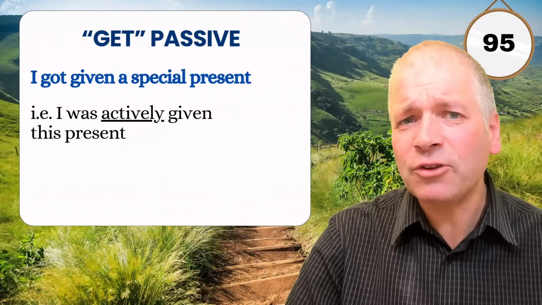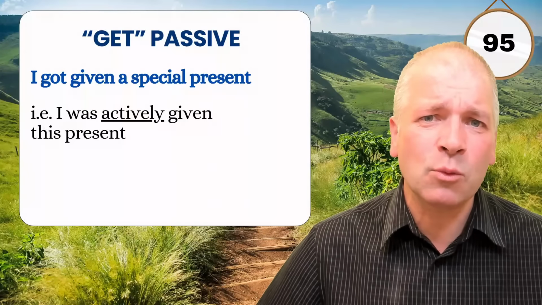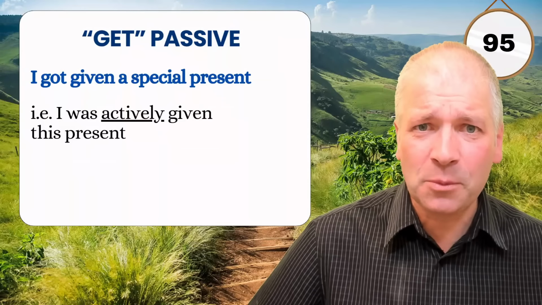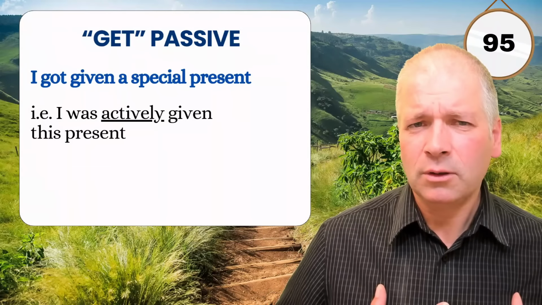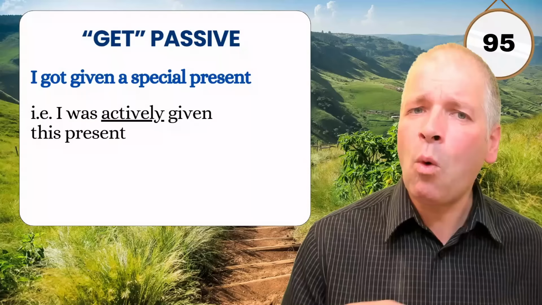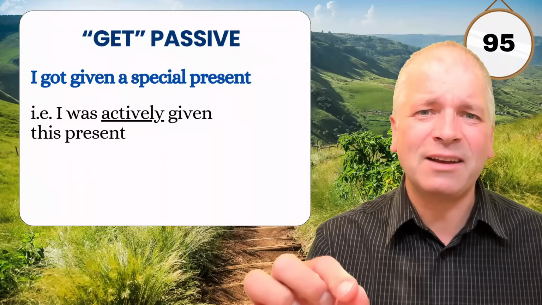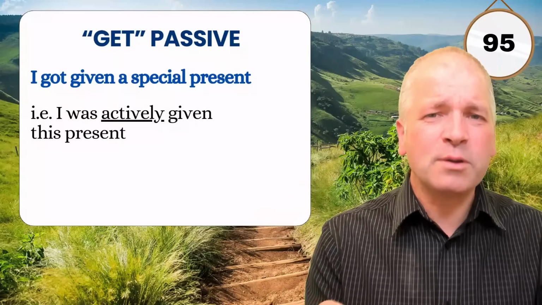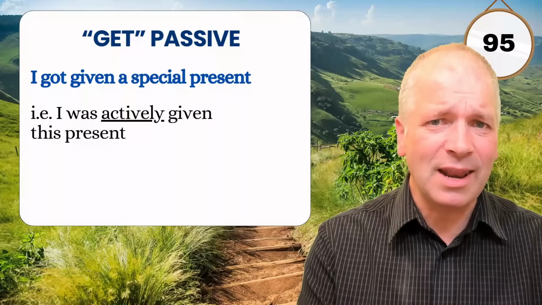You need to know how to use the passive in all its various ways. And one way is to use it with get instead of the verb to be. I got given a special present. Normally the passive would be I was given a special present. But got emphasises the activity more. It focuses us on the fact that something really happened in an active way.